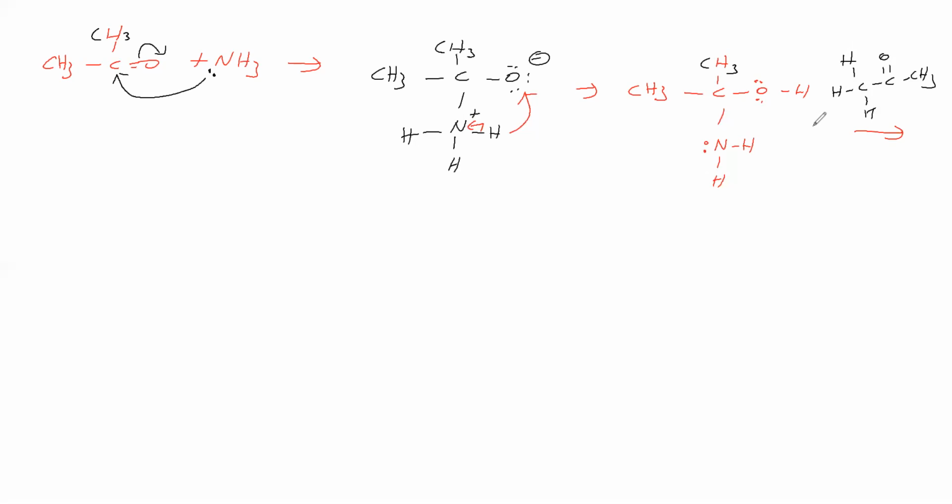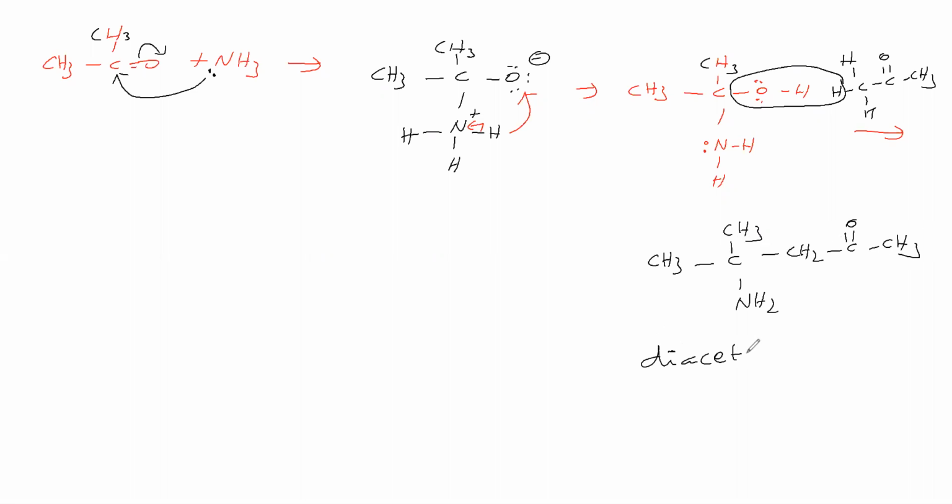So what reaction takes place here? Like this, a reaction is possible. Therefore we are getting CH3, CH3, NH2, CH2, CO, CH3. This compound we got by the reaction of two acetone molecules and one ammonia, therefore we call it diacetone ammonia. So acetone with ammonia, this reaction is possible.